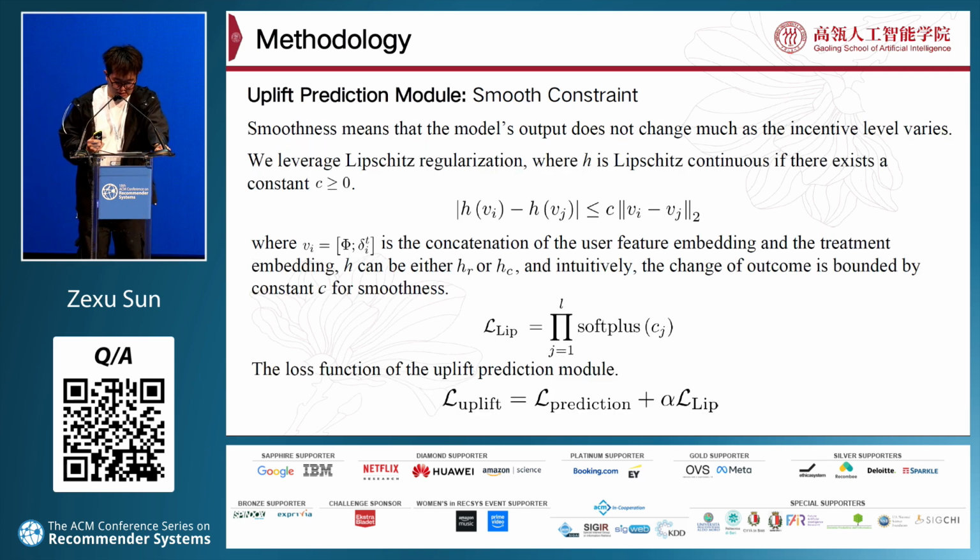And the second is the smooth constraint. Smoothness means that the model's output does not change much as the incentive level varies. We leverage Lipschitz regularization, where H is Lipschitz continuous if there exists a constant C greater than 0.